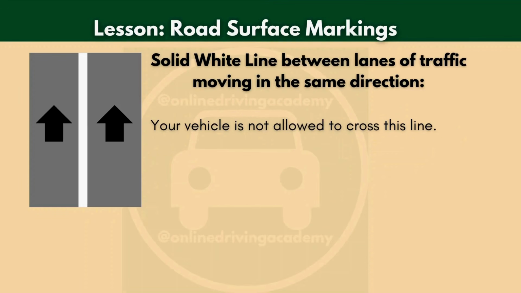So now we go onto a solid white line, but the flow of traffic is different. In both lanes, the traffic is going in the same direction. They're not going in the opposite direction. So in this way, you are still not allowed to go onto the other lane. You both have to drive in your separate lanes. Your vehicle is not allowed to cross this line.